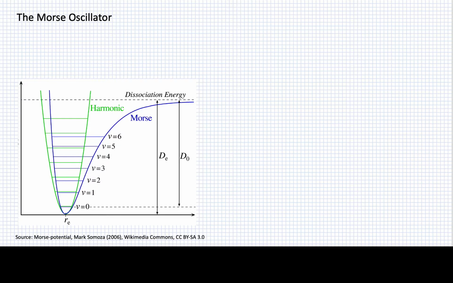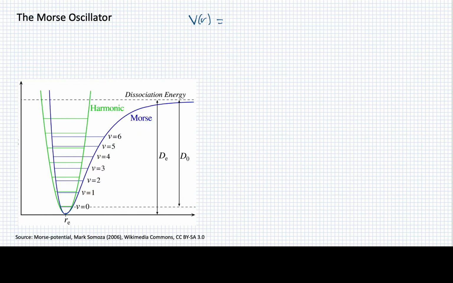We've seen earlier that a realistic potential for vibration, say in a diatomic molecule, might look a bit different than a harmonic oscillator. And this picture that's shown here is actually a grander version of the one that was shown earlier. What I want to do is talk about a particular model that's a little bit more realistic and compare that model to the results that we've gotten for the harmonic oscillator.